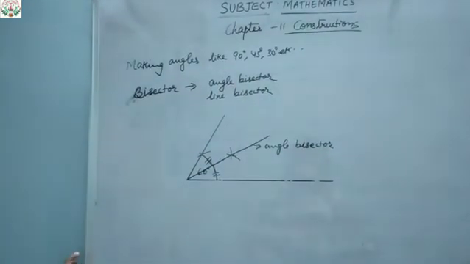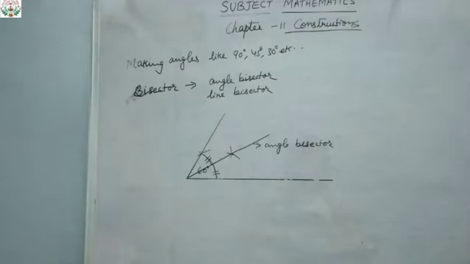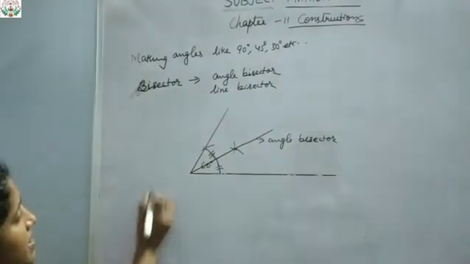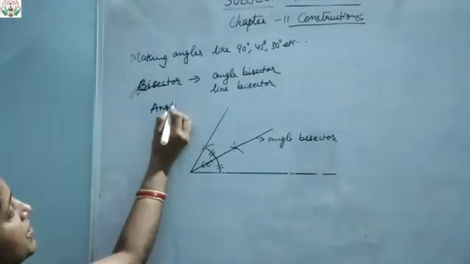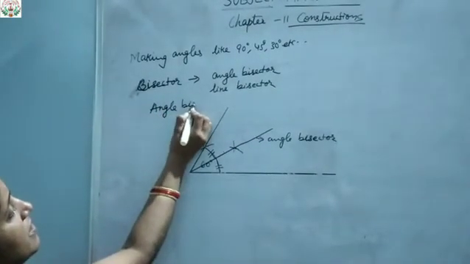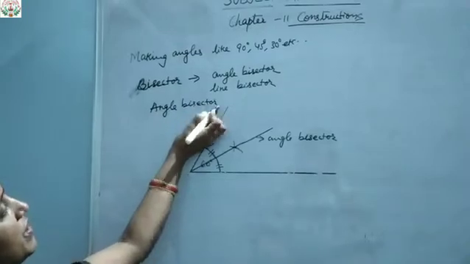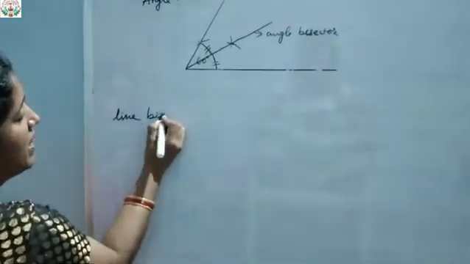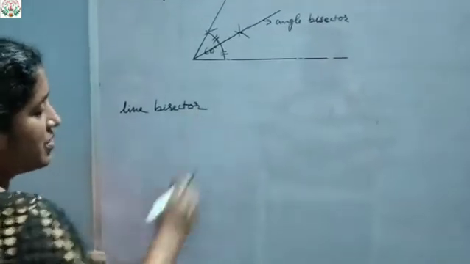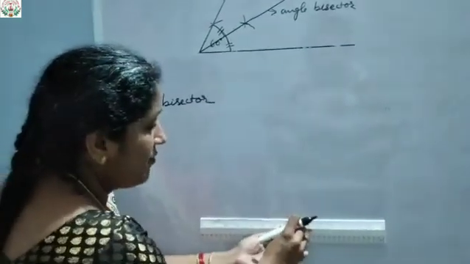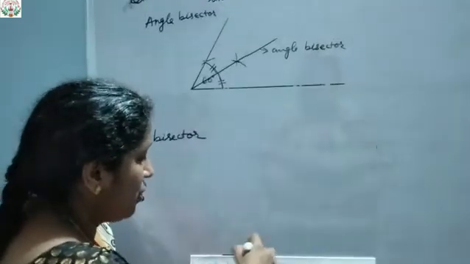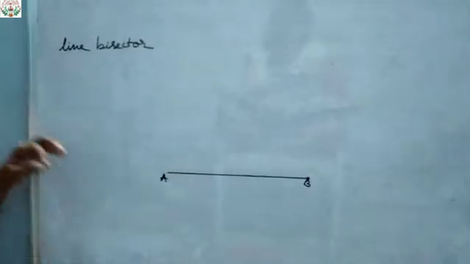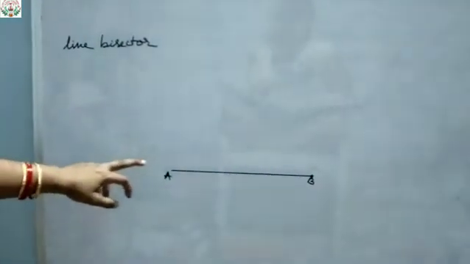Understood. Same way, suppose you want to bisect a line, then what will you do? This is called the angle bisector figure. Now line bisector. How will you do? See, first draw a line, any length. Now AB is a line segment. We have to find the line bisector of AB.